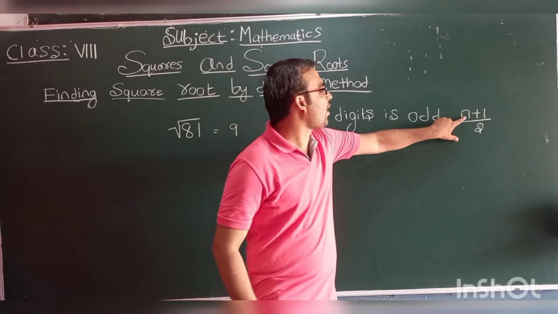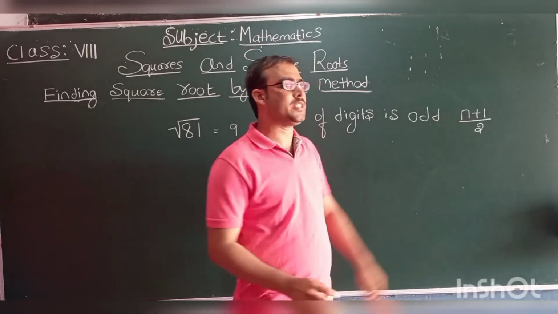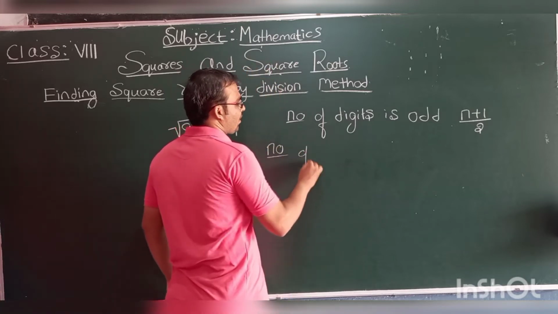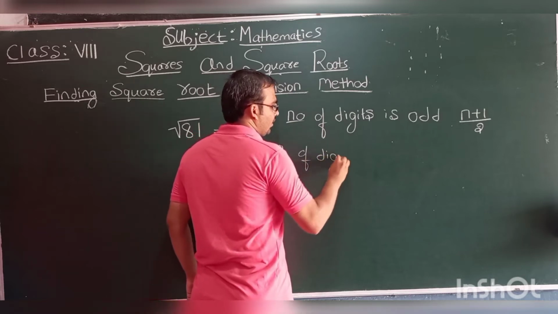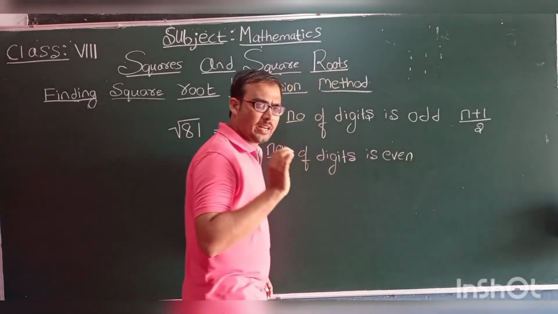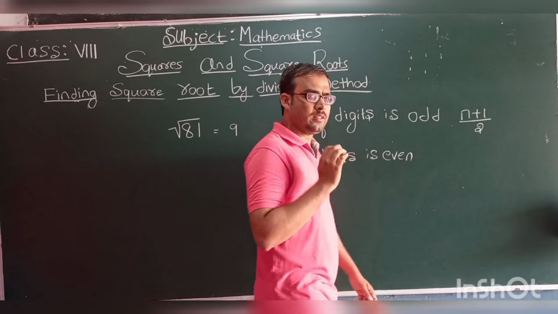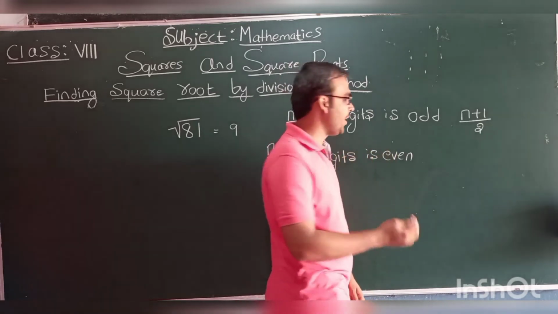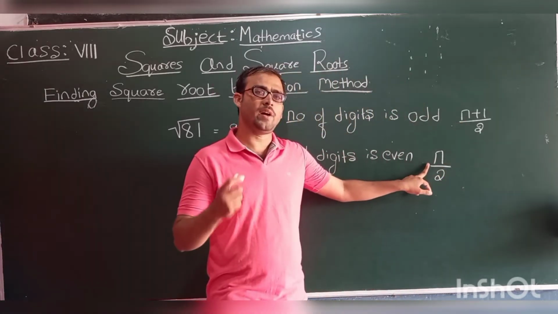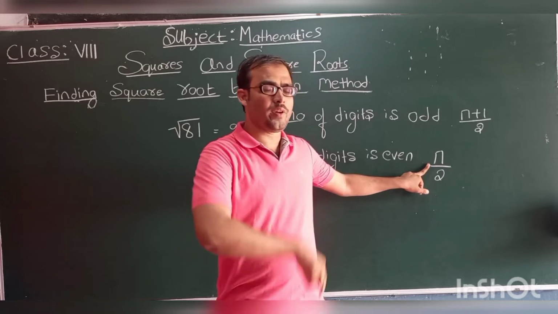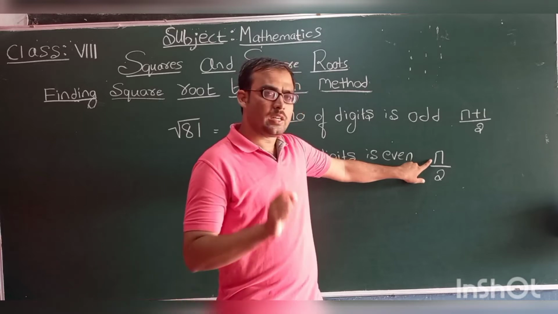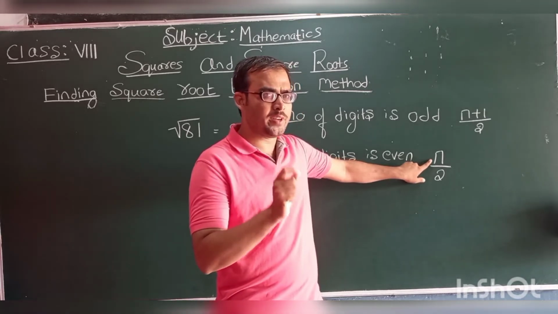Here n means the number of digits. And if there is an even number of digits in the number, then to find the number of digits in the square root of that number, we use the formula n by 2. By using this formula we can find the number of digits in the square root of any number that has an even number of digits. Here n means the number of digits in the number.